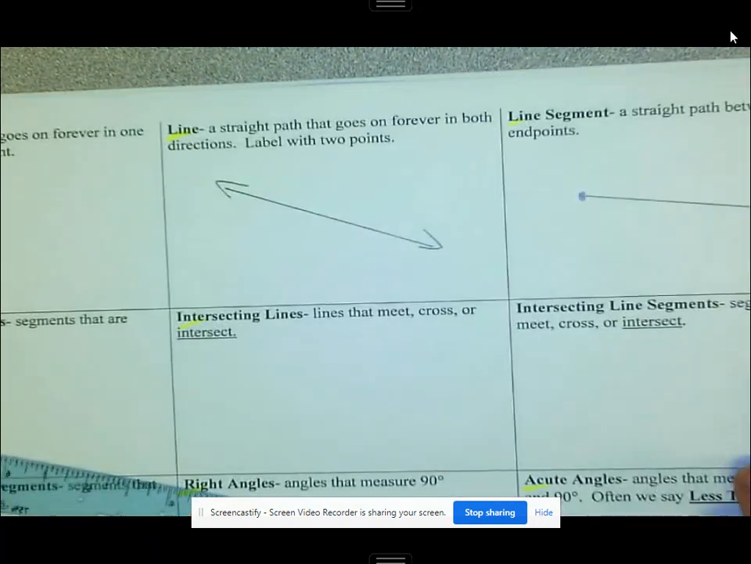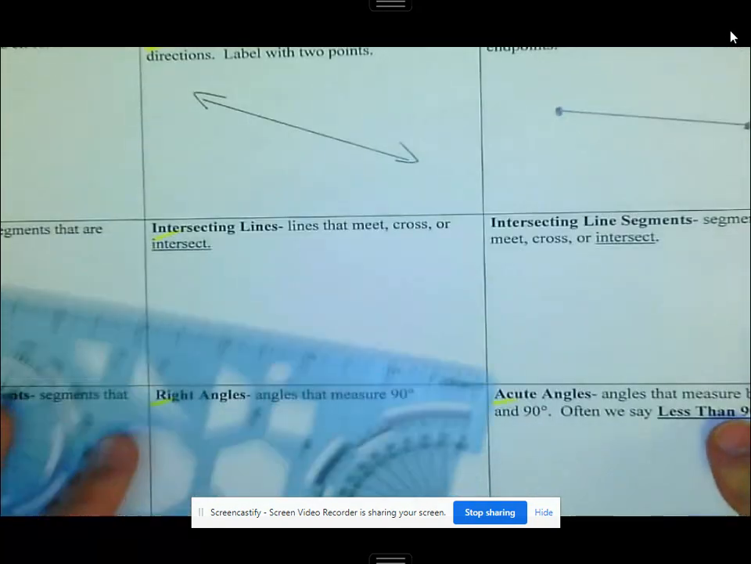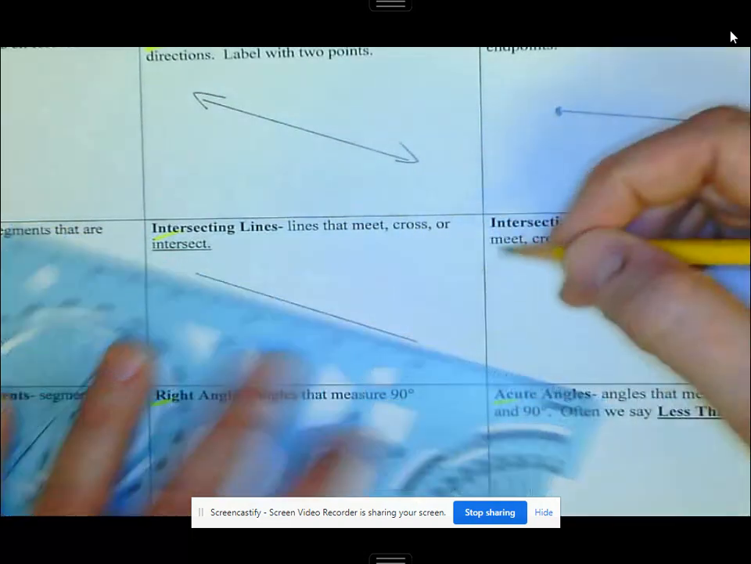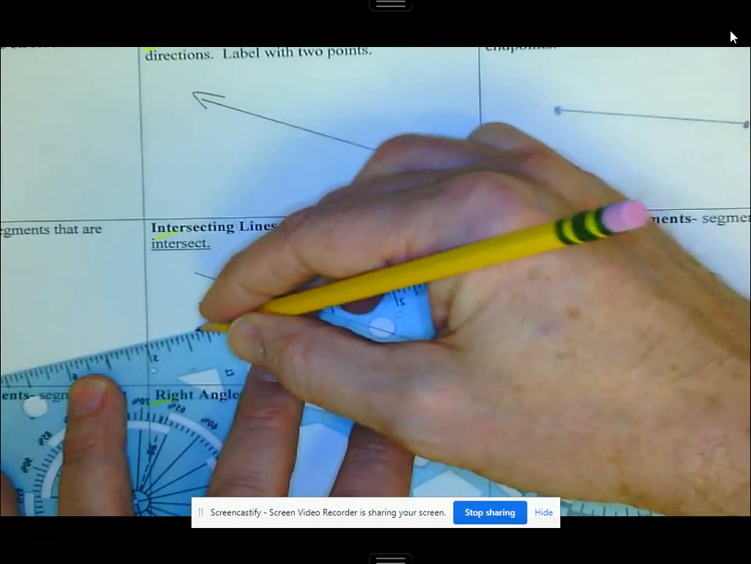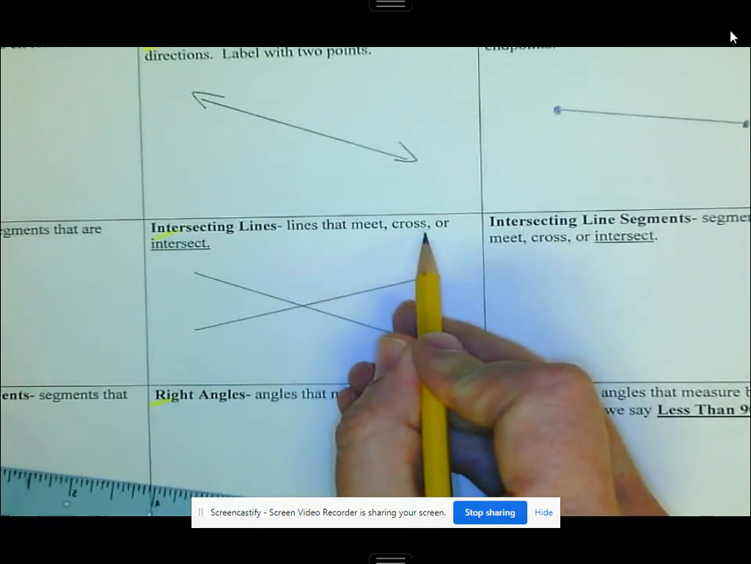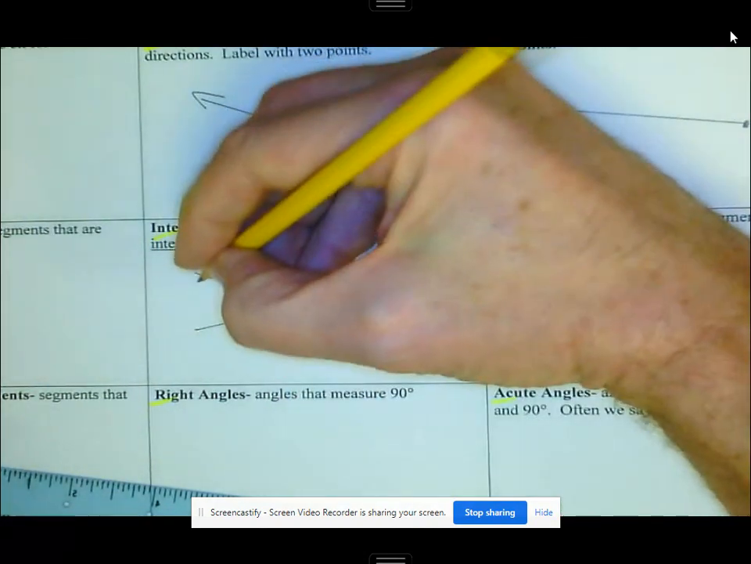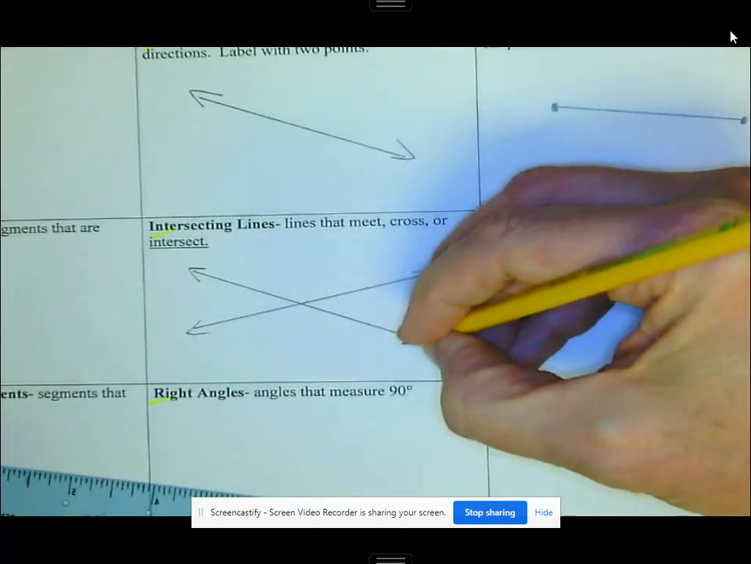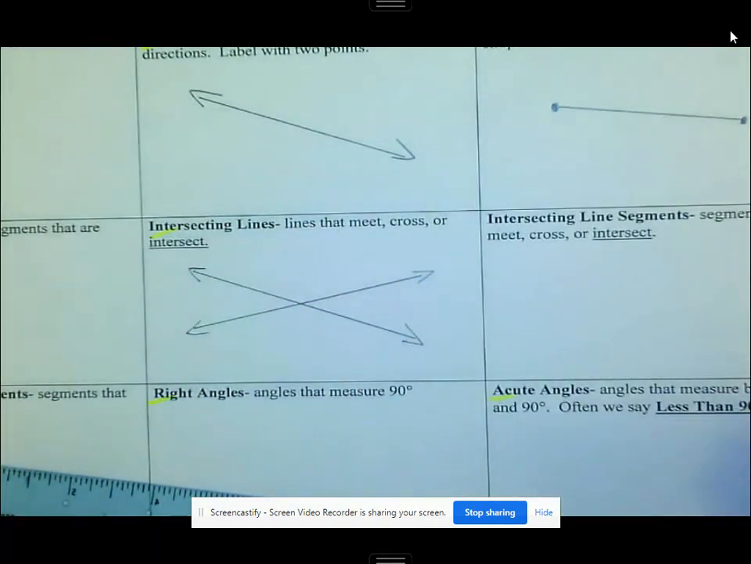Another type of lines that we're going to be talking about are intersecting lines, and we'll draw some different types, but here you just have two lines, and where they meet is where they intersect. Lines that meet, cross, or intersect. Again, with the arrows, it indicates that they're lines that go on forever.